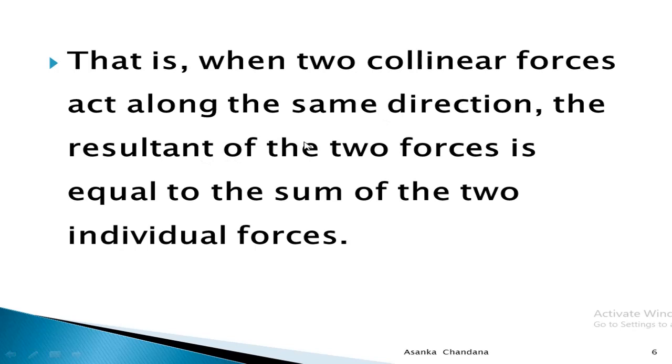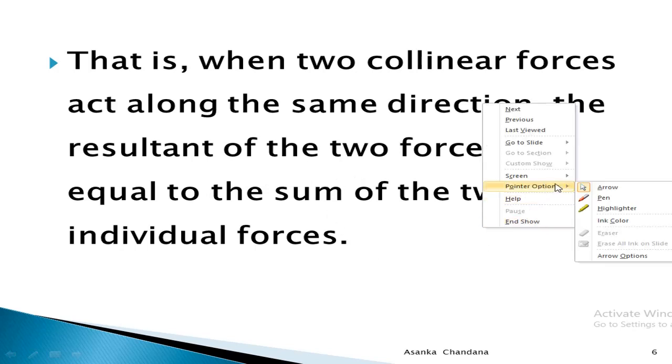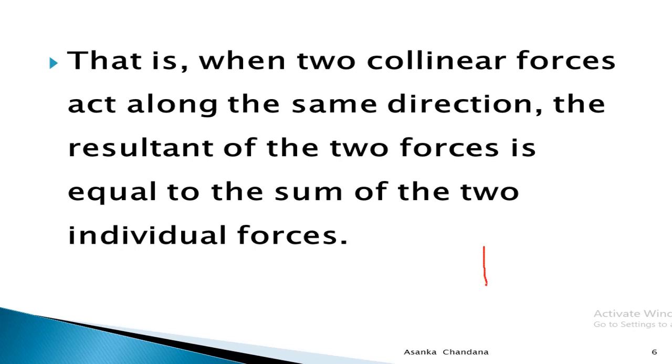The resultant of the two forces is equal to the sum of the individual forces. Last time also I explained it, but again I will explain. Now think about there is an object like that. Two collinear forces act on this object.